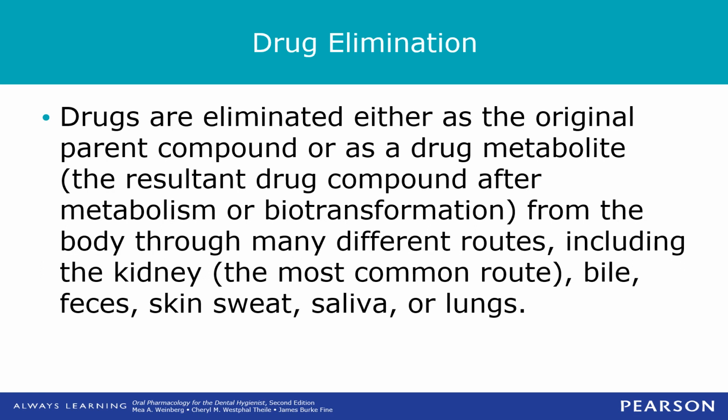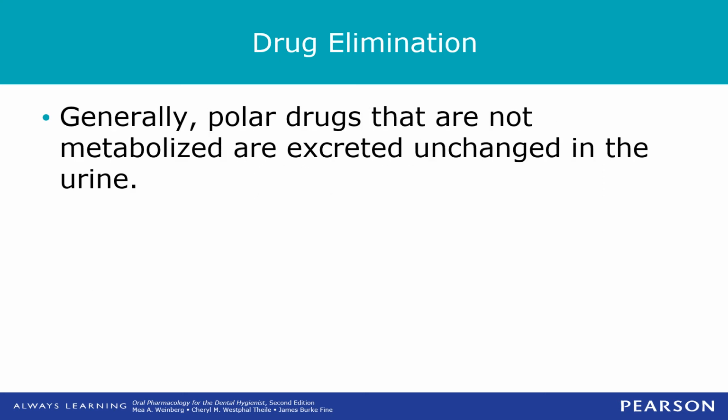Drugs are eliminated either as the original parent compound or as a drug metabolite, the resultant drug compound after metabolism or biotransformation. They leave the body through many different routes, including the kidney, the most common route, bile, feces, skin, sweat, saliva, or lungs. Generally, polar drugs that are not metabolized are excreted unchanged in the urine.